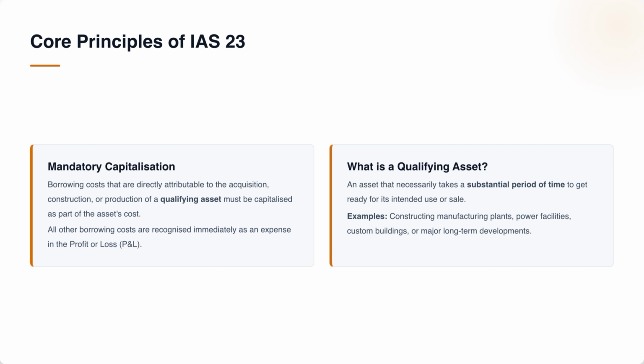Now, what exactly is a qualifying asset? IAS 23 defines a qualifying asset as an asset that necessarily takes a substantial period of time to get ready for its intended use or sale. Think of large-scale projects, constructing a manufacturing plant, building a power plant, developing custom real estate, or producing major infrastructure. Notice what is not a qualifying asset. Standard inventory produced in large quantities on a repetitive basis over a short time frame, or assets that are already complete and ready for use when purchased.